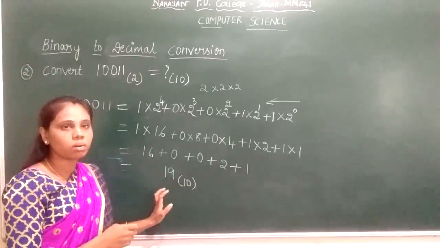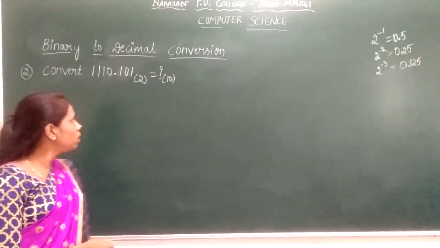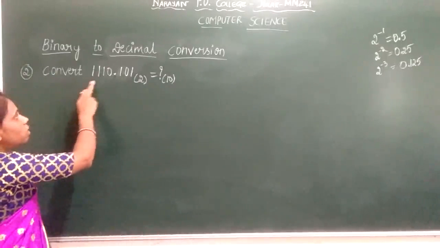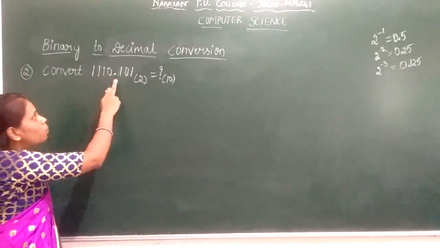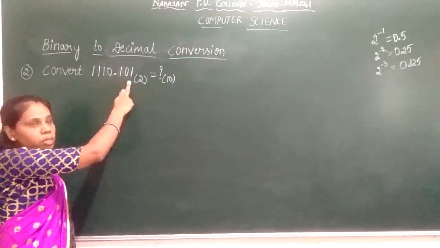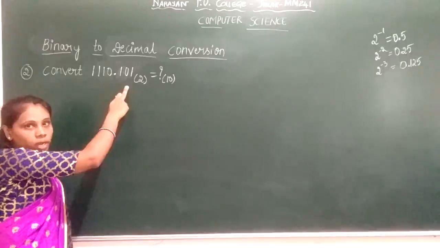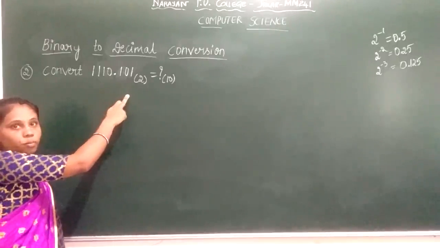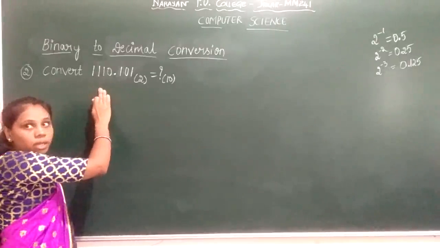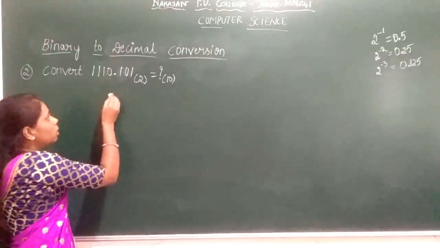Now we will see another. So now take another problem. Convert 1110.101. It has both an integer part and a fractional part. When you have this type of problem, you need to multiply again. You need to multiply it by 2.